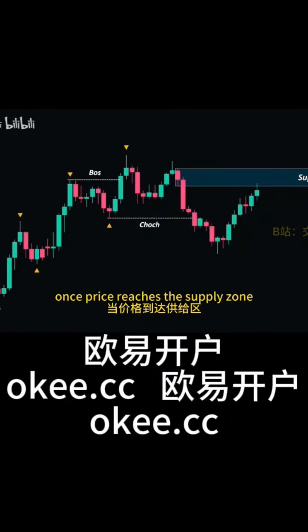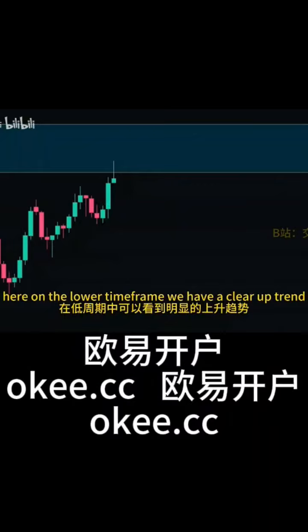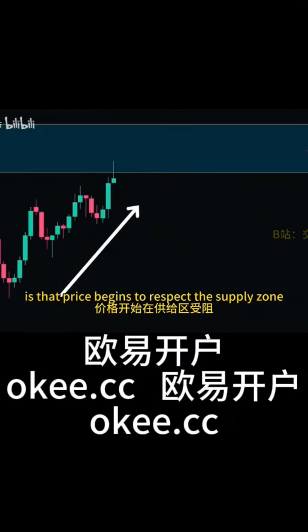Once price reaches the supply zone, we zoom into the lower time frame to look for confirmation and then enter the short trade. Here on the lower time frame, we have a clear uptrend, which represents the correction leg of the higher time frame. What we want to see is that price begins to respect the supply zone.